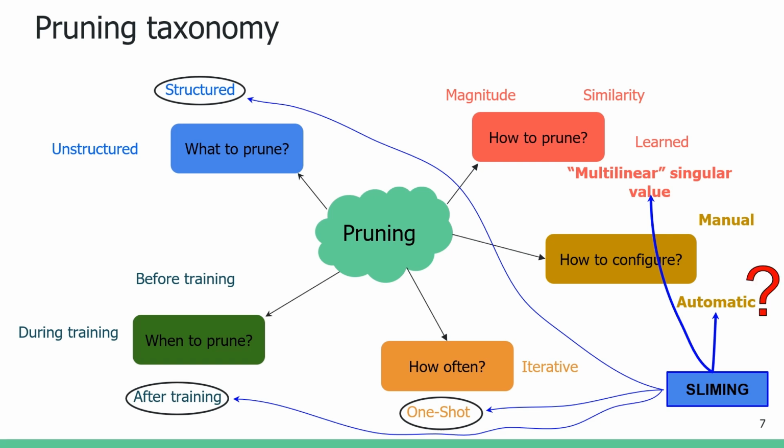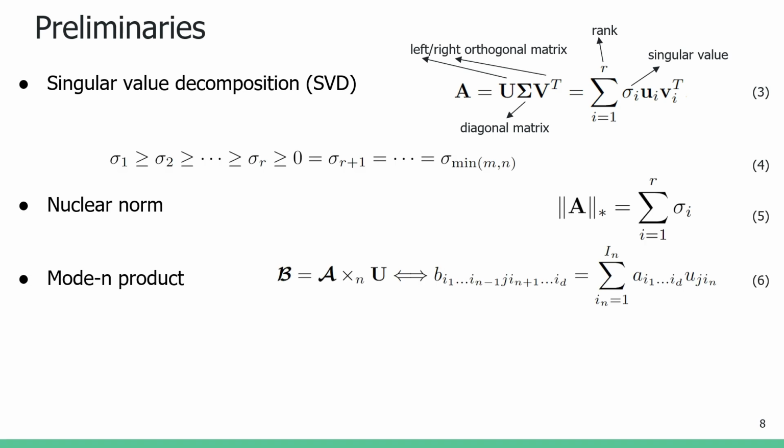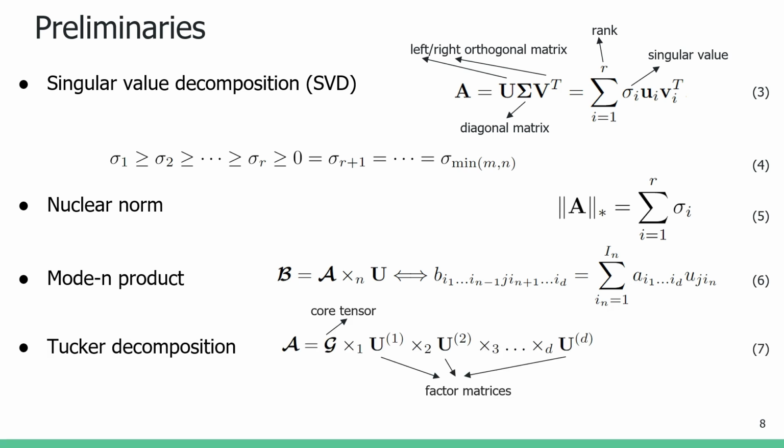Let's explore this further. To understand our method, let's review a few concepts. The singular value decomposition, SVD, factorizes a matrix into orthogonal and diagonal matrices. The nuclear norm of a matrix is the sum of its singular values. Tucker decomposition breaks a tensor into a set of matrices and one small core tensor. Higher-order SVD is a specific orthogonal Tucker decomposition, generalizing matrix SVD.